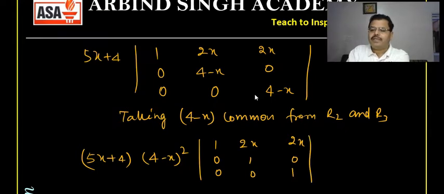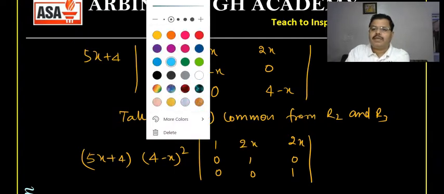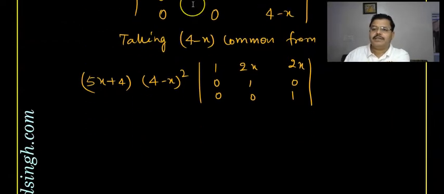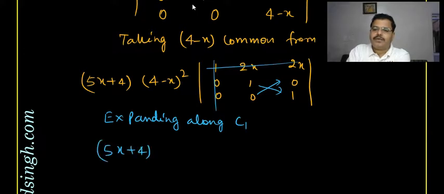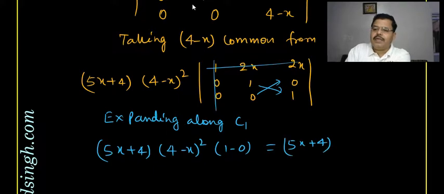Now, if I expand along the first column, then 1 multiplied by (1 times 1 minus 0), this multiplied by this minus this, so 1 minus 0 is 1. Expanding along the first column, we have 5x plus 4, (4 minus x) whole square, and 1 minus 0. That is (5x plus 4) into (4 minus x) square, and this is proved. I hope you got it.